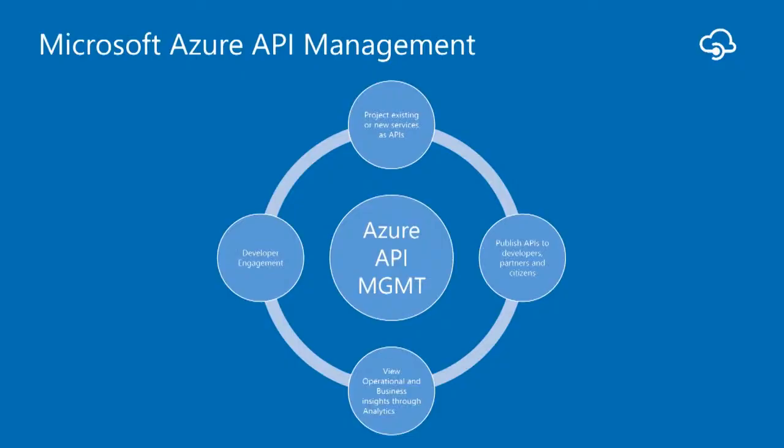So let's now talk about Azure API management. And I think of this as a life cycle. And these are the four different stages. Let me zoom in a bit. So the first one is around projecting existing or new services as APIs. Next, as an administrator, we want to publish these APIs to developers, partners, and citizens. Once we've gone ahead and done that, we want to view operational and business insights through analytics. And lastly, we want to start to engage our developers.